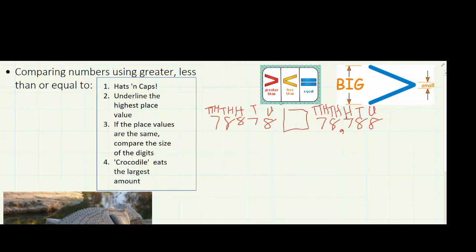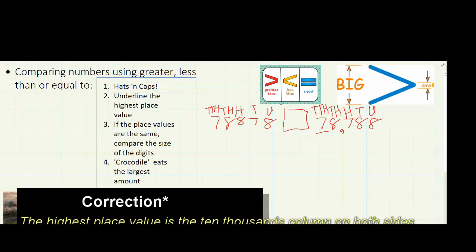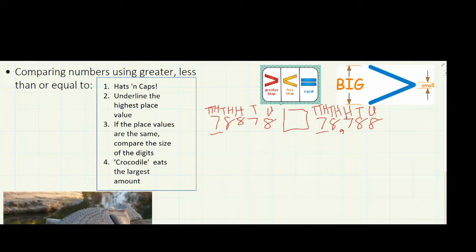So we've got our hats and caps. We've done step 1. Step 2, we're going to underline the highest place value of each number. The highest place value on the number on the right is 7, and the highest place value on the number on the left is, of course, also 7. So we've done step 1, we're going to tick it. We've done step 2.